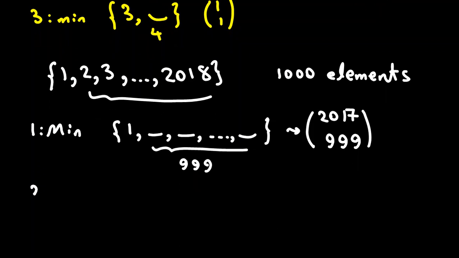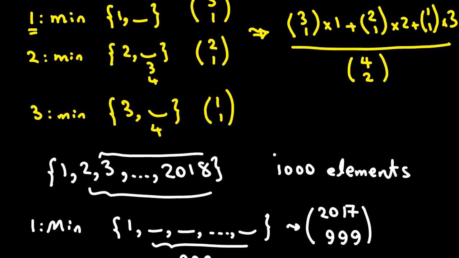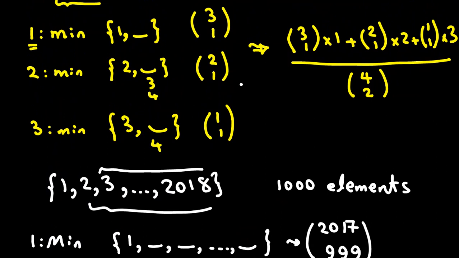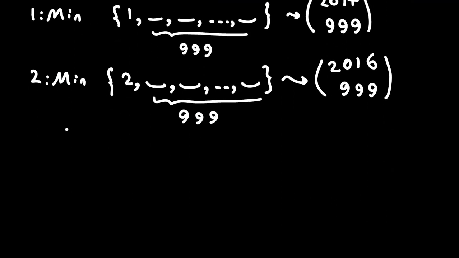Now, let's consider 2. If 2 is minimum, you should select again 999, but here, because 2 is minimum, you can't select 1, because if 1 exists here, 2 is not minimum, 1 will be minimum. So you should select from this part, and it will be what? Like here, for example, look, 3 choose 1, then 2 choose 1, 1 choose 1. Here also, 2017 choose 999, next one 2016, because from 3 to 2018, it will be 2016 numbers, choose 999. And if we continue, if 3 is minimum, similarly, we can say 2015 choose 999.